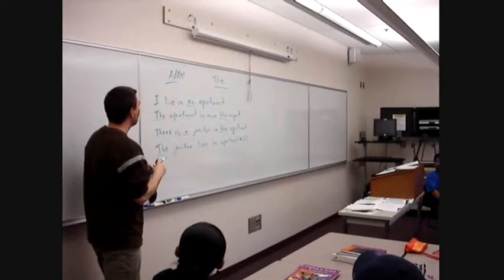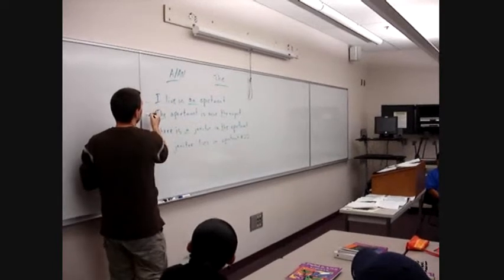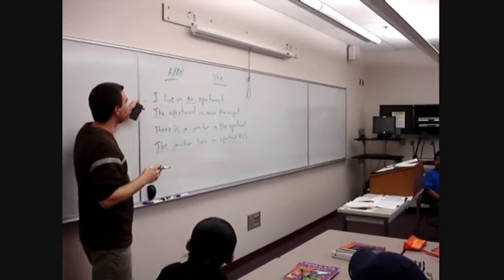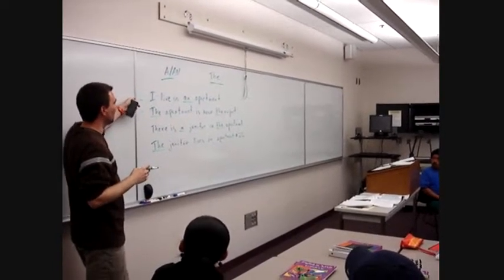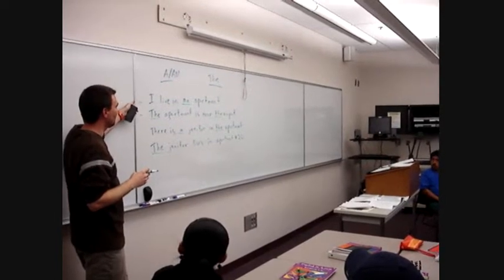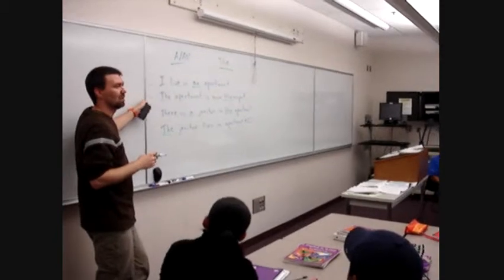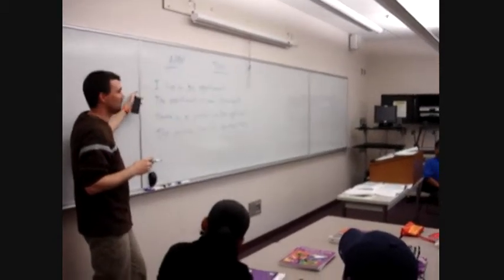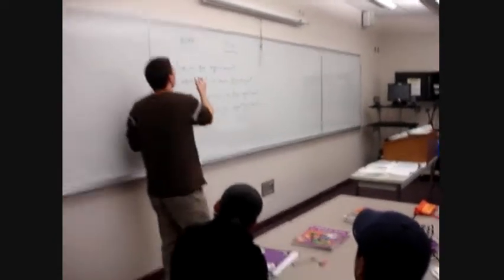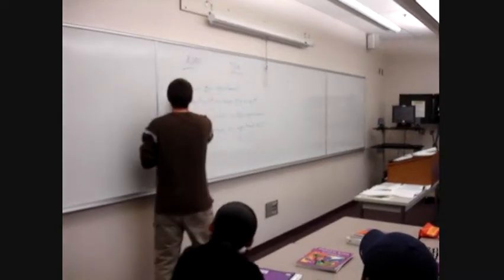Okay. So, first of all, we'll look at these two sentences. In this one, we have an apartment. In this one, we have the apartment. What's the difference between the two? Why do we have an here and the here?